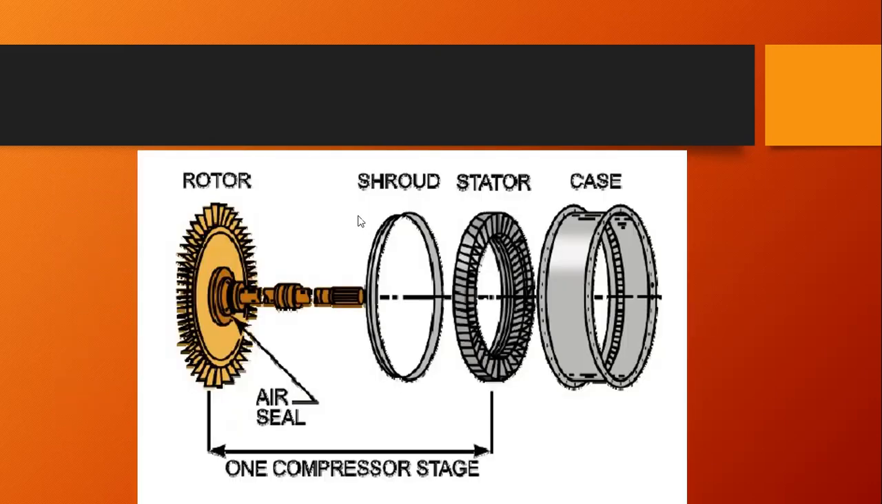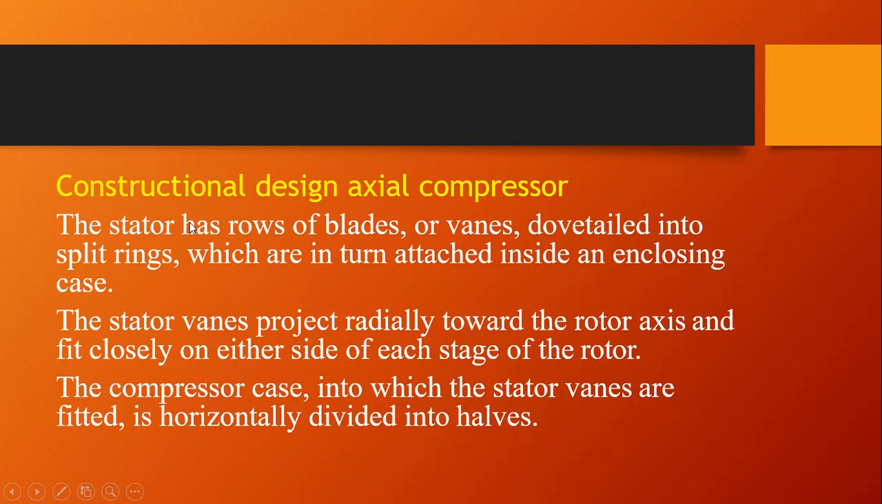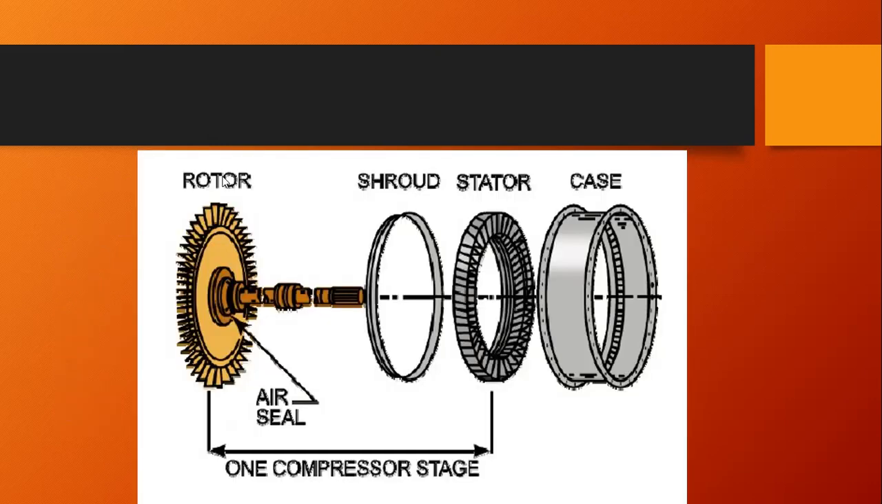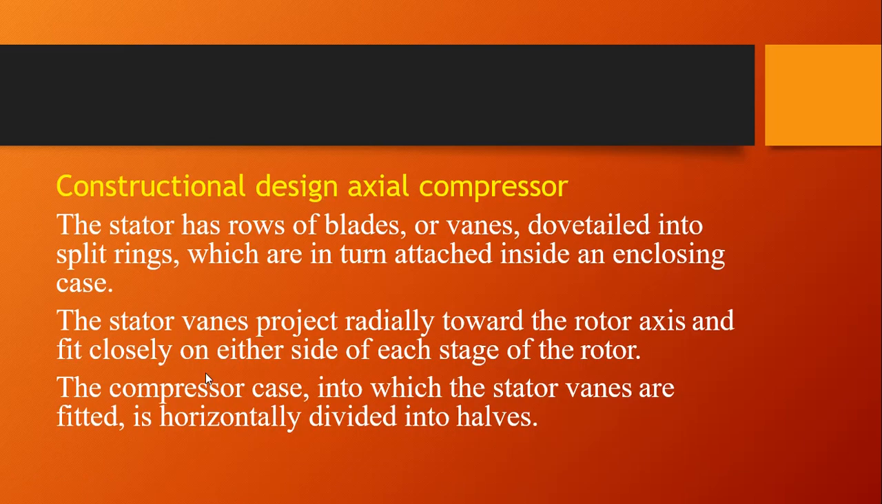So we can see the rotor, which has rows of blades or vanes, and they are all dovetailed into split rings. We can see that. Then also see the shroud, then the stator, then the case. We saw that a combination of this rotor and the stator makes a compressor stage. We saw that the stator vanes project toward the rotor axis and fit closely.